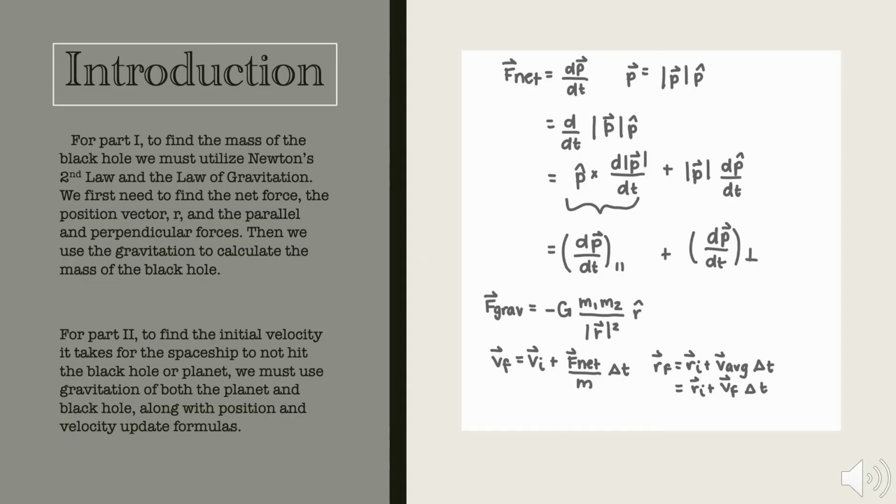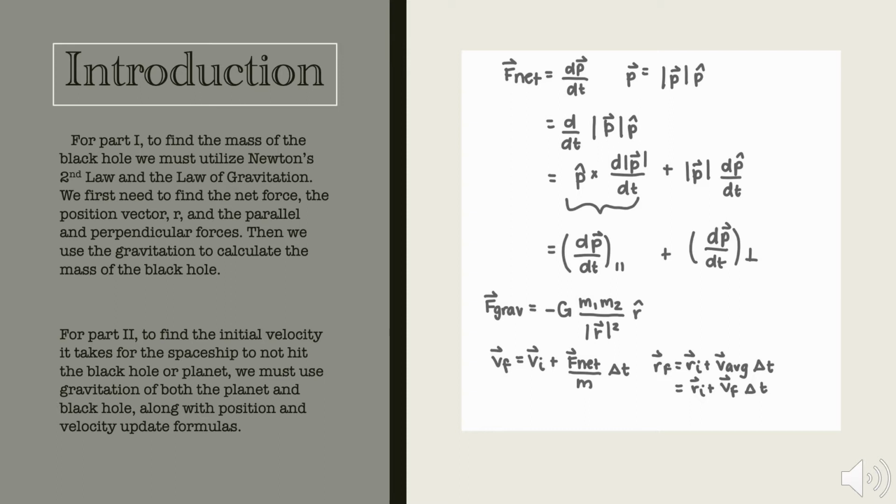A little introduction before we begin. For part 1, we want to find the mass of the black hole utilizing Newton's second law and the law of gravitation. We first need to find the net force, the position vector r, and parallel and perpendicular forces. Then we can use Newton's law of gravitation to calculate the mass.